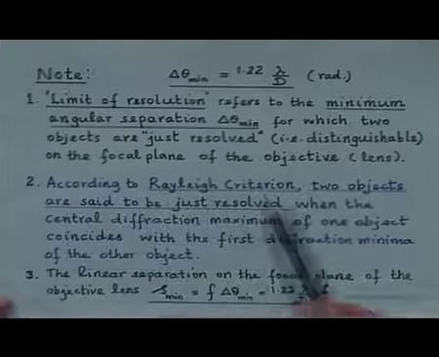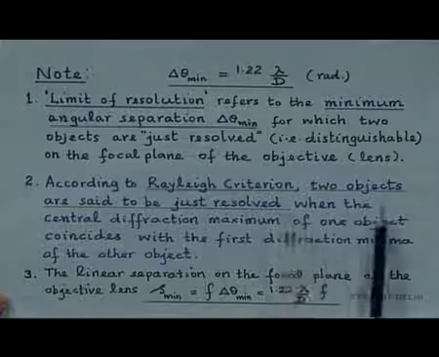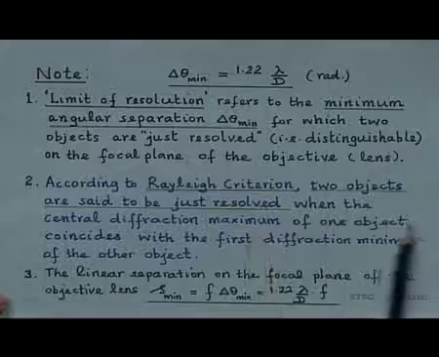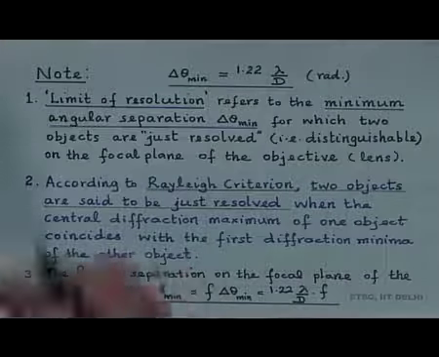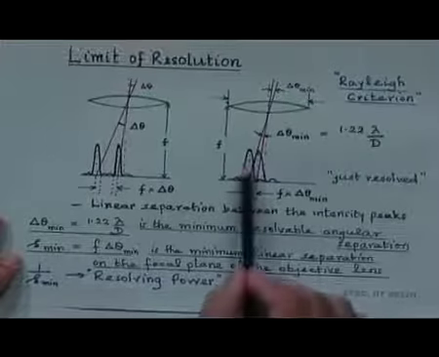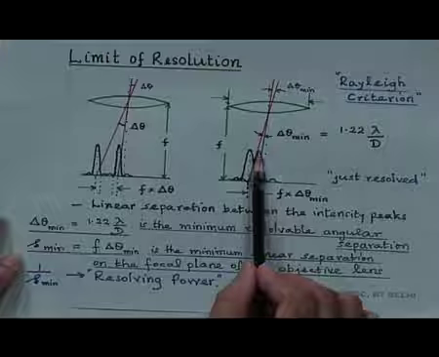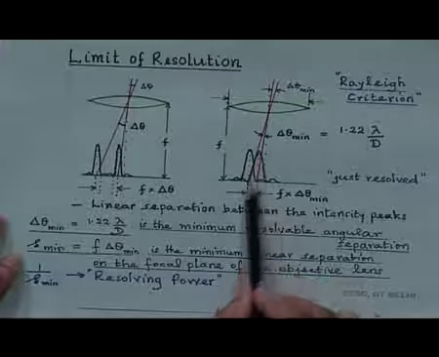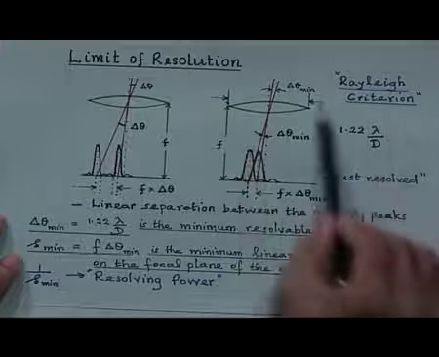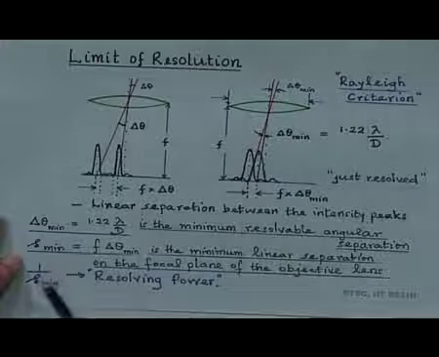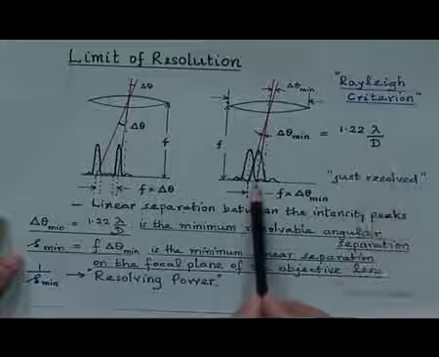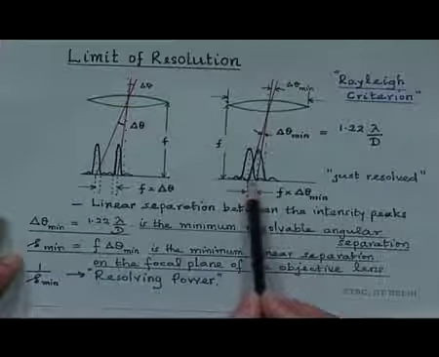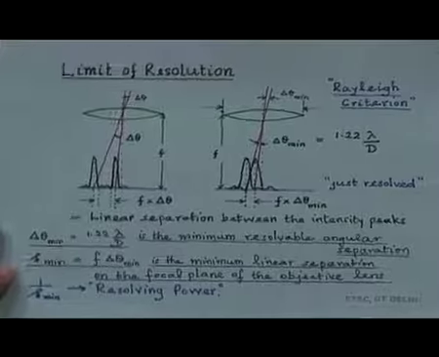According to the Rayleigh criterion, two objects are said to be just resolved when the central diffraction maximum of one object coincides with the first diffraction minimum of the other object. That is what I have shown in this diagram. So, this is the Rayleigh criterion illustrated on the image plane, and the corresponding delta theta minimum is therefore given by 1.22 lambda by d, because we know that this angular separation between the maximum and the minimum is 1.22 lambda by d. This is the meaning of this statement.